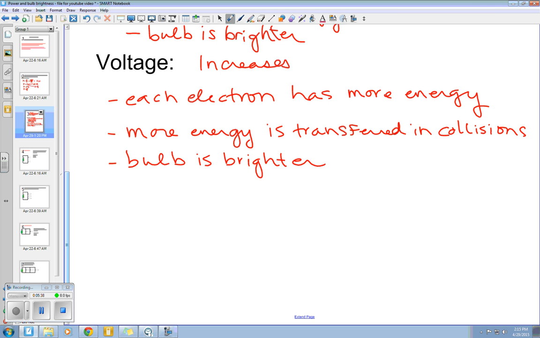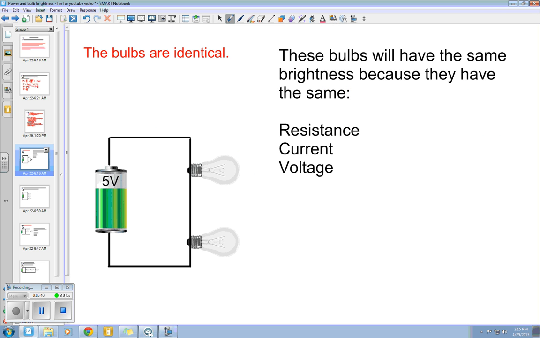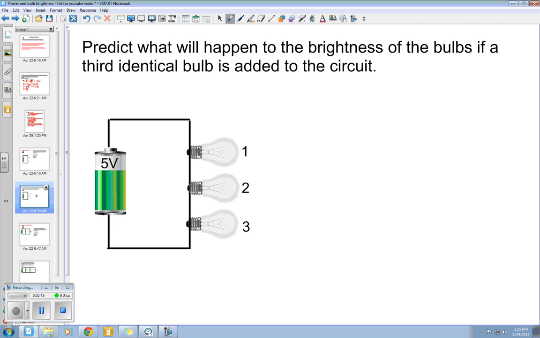All right, so let's apply this. If I have two bulbs that are identical in a circuit, these bulbs have the same brightness because they have the same resistance, the same current, and the same voltage. Now let's say that I add a third bulb in there. What will happen to the brightness of the bulbs if I add a third bulb in there? Now I know that our resistance stays the same because the resistance of each bulb is the same. So for each bulb, the resistance stays the same. So what I need to think about is how the voltage of each bulb, if it changes, and the current, if it changes.